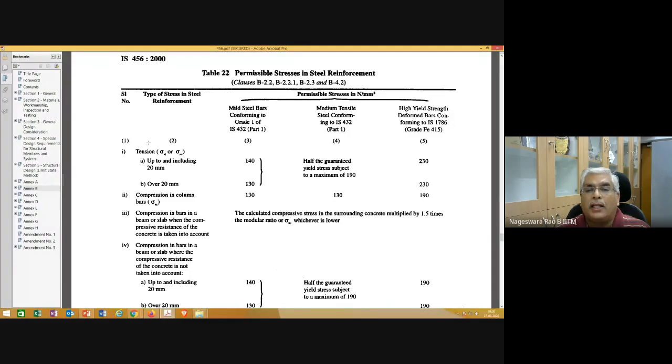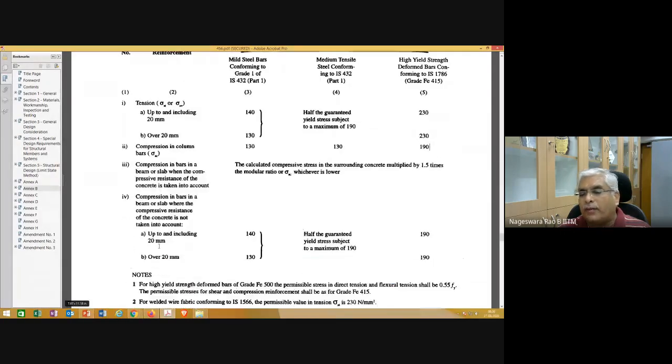And similarly, if the reinforcement is in compression in a column, sigma SC is for steel, to emphasize that it is in compression, C is used. So it is sigma SC. Compression in column bars, what is the permissible stress value that is given here? And compression in bars in a slab. Anyway, the description is given here. Whenever we require, depending on the situation, we need to go to this table and check the corresponding permissible value we need to take.